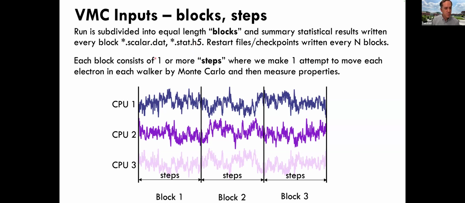Now, what's inside each block is one or more steps. What is a step? Well, that is one attempt where we go through each electron individually within each walker by the Monte Carlo method that we're using, so in this case, variational Monte Carlo. And having done one sweep, we then measure properties. And so we see here in this sketch, each block is presumably several hundred steps if this jiggly line is the energy varying of our individual Monte Carlo walkers.